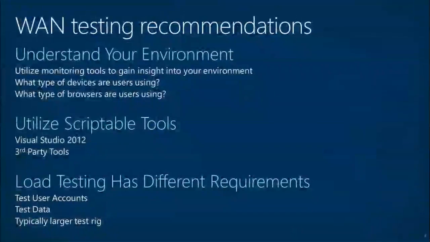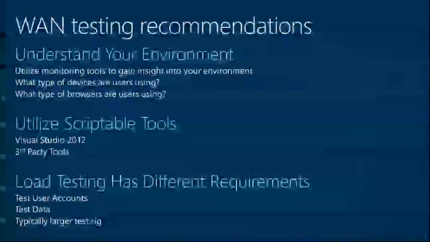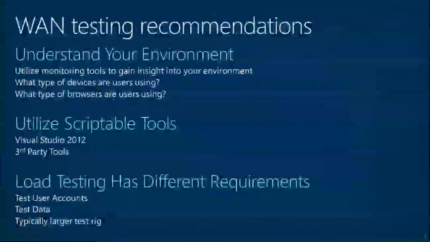So when it comes to WAN testing, and when you start making those determinations about having a central farm versus distributed farms, the first thing to do is to really understand your WAN environment. Right? So utilize tools to get a deeper insight into your environment. Tools like Network Monitor. Cisco has some tools that show you network health. But you want to understand what your latency is, your congestion, your bandwidth, et cetera.